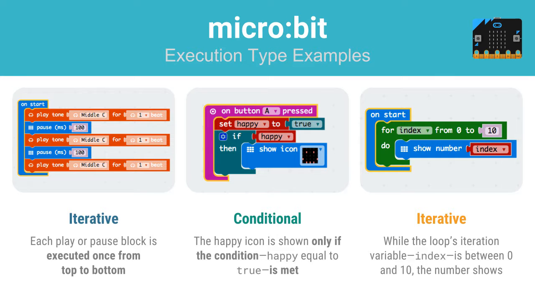Let's take a look at each execution type in context. In the first example, there are 5 blocks that are executed unconditionally in order, one by one, from top to bottom. In the second example, the happy icon is shown conditionally, only if the happy is equal true condition holds true. In the last example, a show number block is repeatedly executed a certain number of times using a loop.